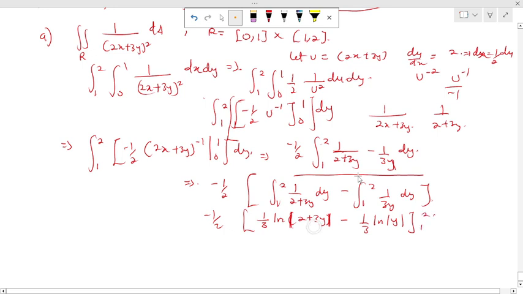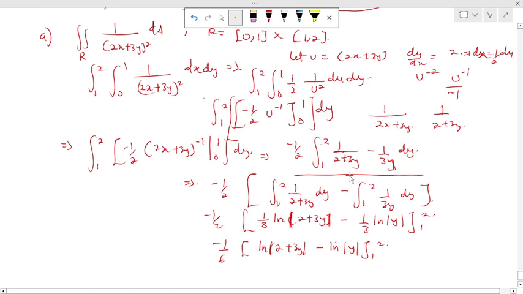So now I'll have to factorize 1 over 3 out. So I'm going to have negative 1 over 6 outside. Then I'm going to have my function be natural log of absolute 2 plus 3y minus natural log of y, right? From 1 to 2.